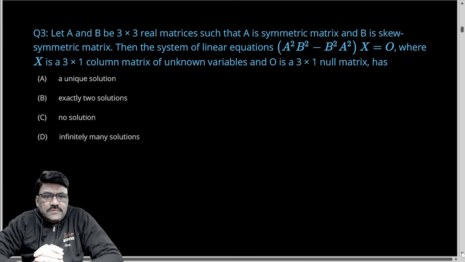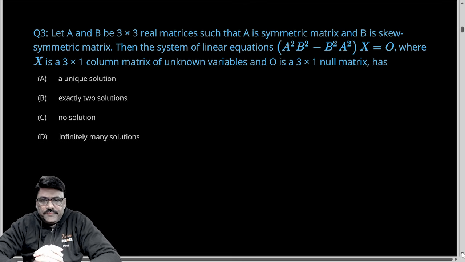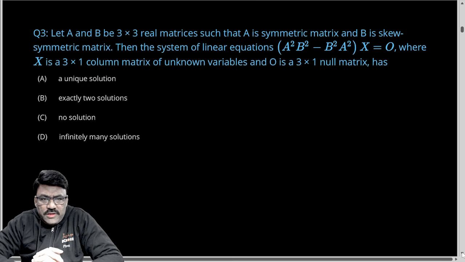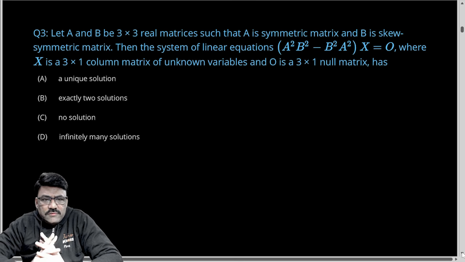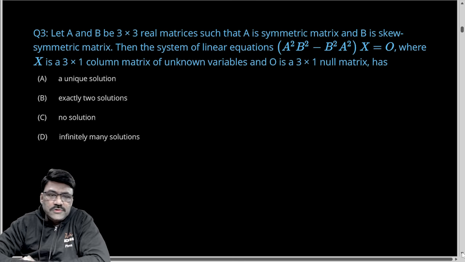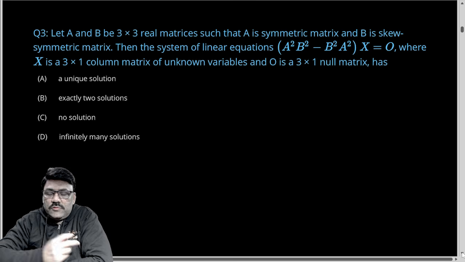Okay, let's see this question. This is from matrices. So they are saying that A and B are 3 by 3 matrices. A is symmetric, B is skew symmetric. Then the system of linear equations A square B square minus B square A square multiplied with X is equal to 0. X is a 3 by 1 column matrix, and O is obviously the 0 matrix, null matrix. So this system will give you how many solutions? A unique solution, exactly 2 solutions, no solution, or infinitely many solutions.